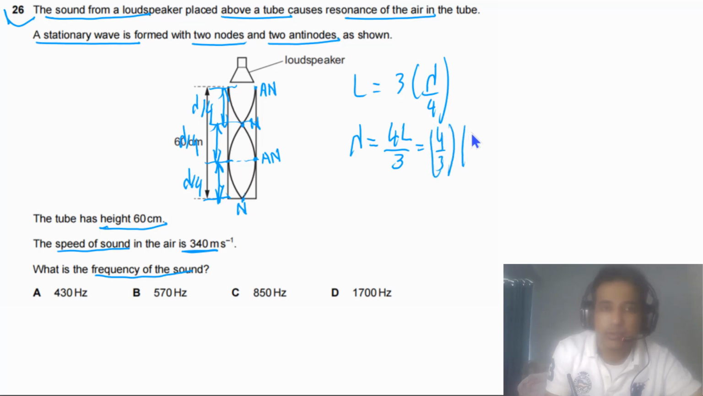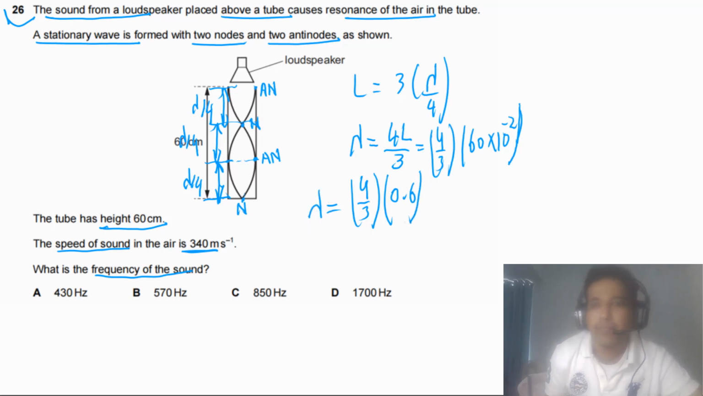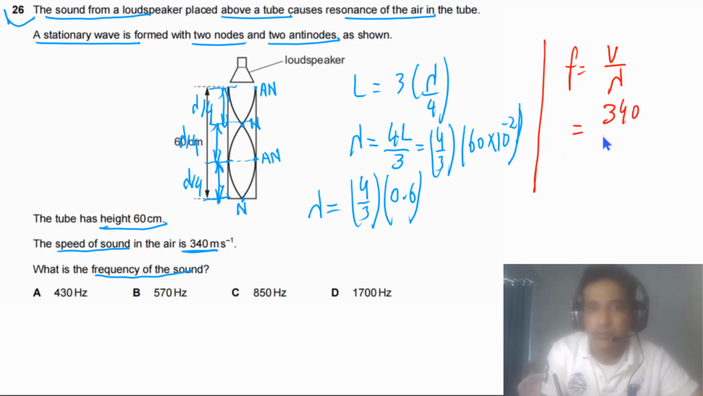The value of L is given to us, that is equal to 60 centimeters, so 60 times 10 to the minus 2, or simply we can say lambda is 4 over 3 times 0.6. So this is the value of lambda. Now we need to find the frequency, and frequency simply will be equal to V divided by lambda. Now we just need to plug in values and we can calculate the frequency. Speed of sound is given, that is equal to 340.